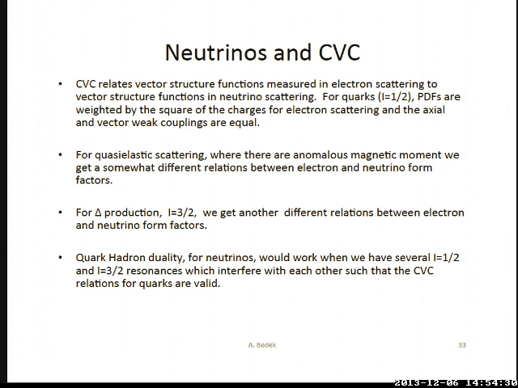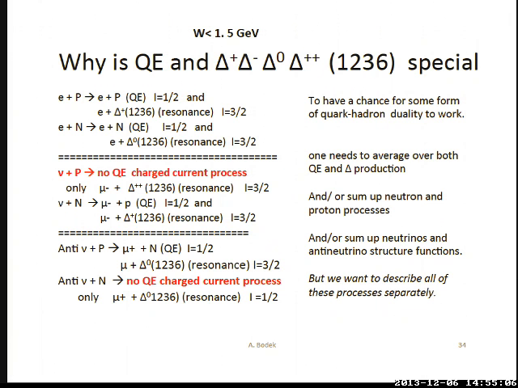For delta production, I equals 3/2, so we can predict the vector coupling for neutrino scattering from electron production, but we have another relationship because we have I equals 3/2. So quark-hadron duality for neutrino would work if you have a lot of resonances which average, but it's certainly not going to work for an I equals 3/2 resonance when you have an I equals 1/2 quark. The CVC relationship is not going to give you the right one. So the delta is special because it's I equals 3/2. But the delta is also special for another reason.